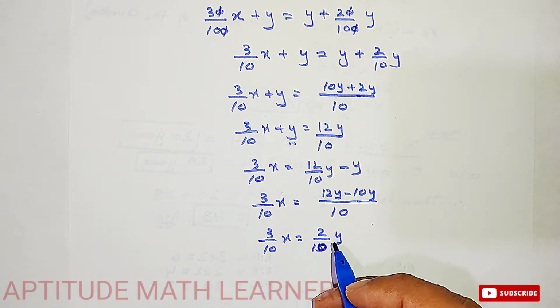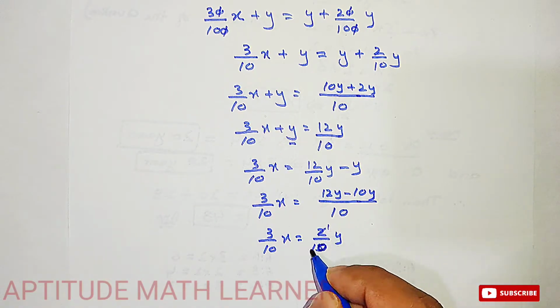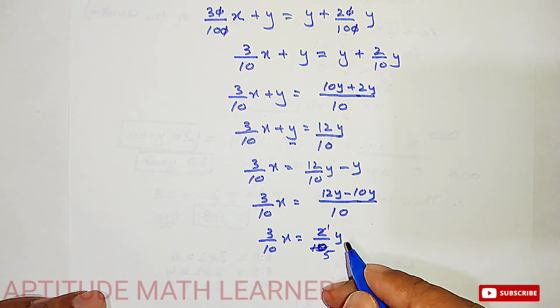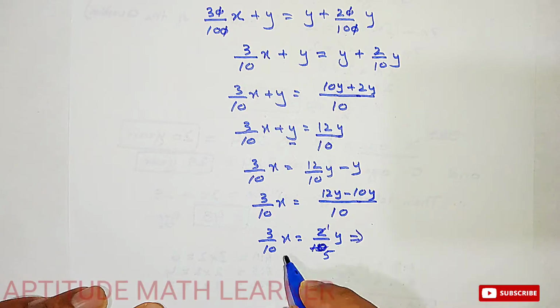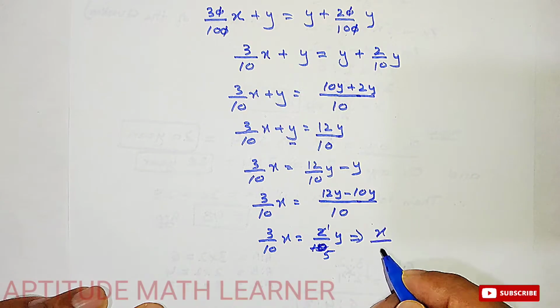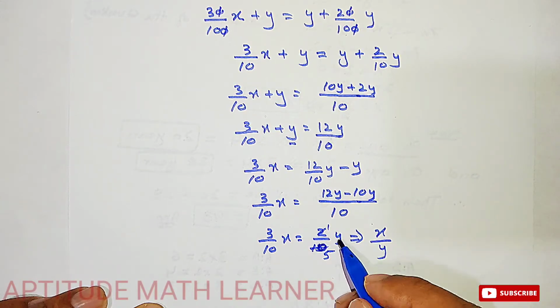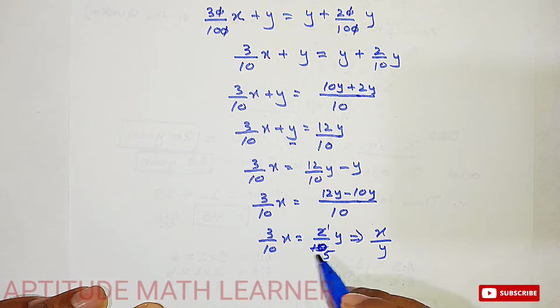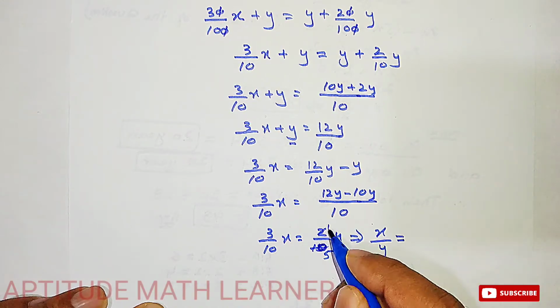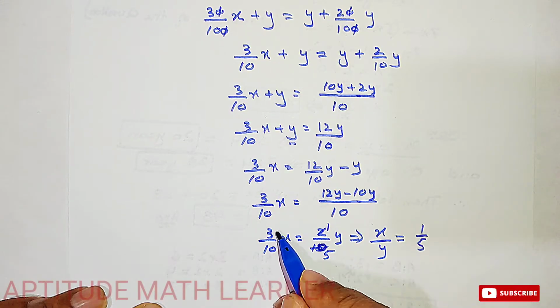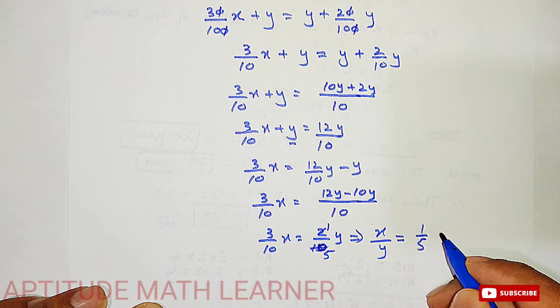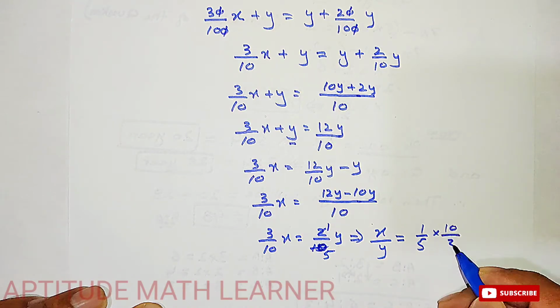And how much does this become? 2 ones are 2 and 2 fives are 10, so we cancel both with each other. We have to find the ratio of x and y. So x ratio y, we take this y under x to make the ratio, and this becomes 1 upon 5. So 1 upon 5, and this 3 upon 10 goes to this side and multiplies, so 10 divided by 3. This has just been multiplied.